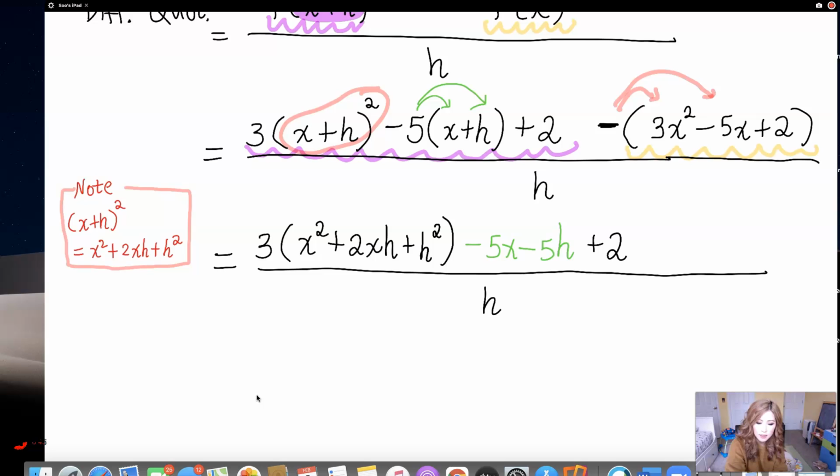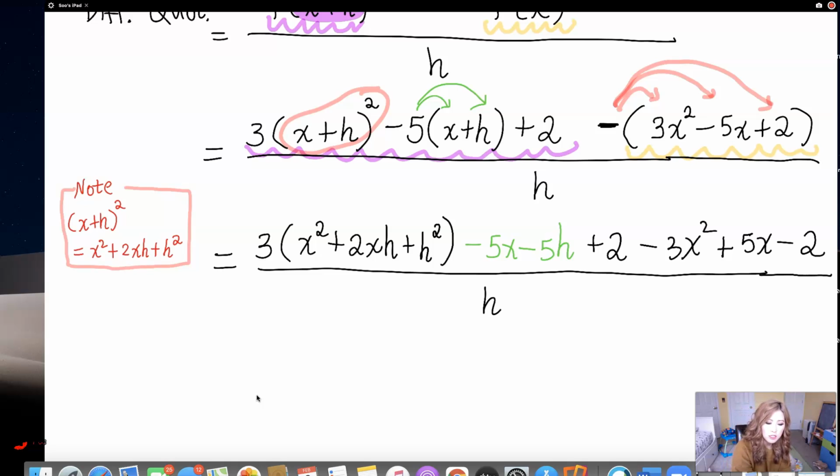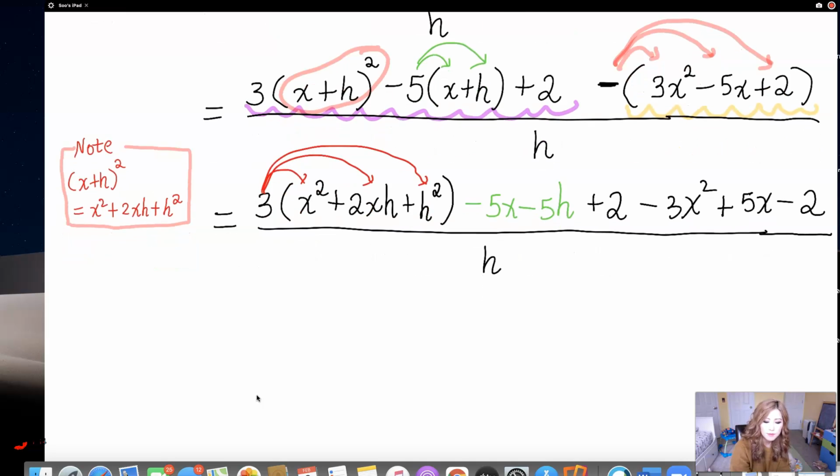Distribute the negative to all these. You're going to get negative 3x squared, plus, because of the signs, right? Plus 5x, and then minus 2. Doing good, doing good. All right, let's now distribute this positive 3 in to all these 3 terms.